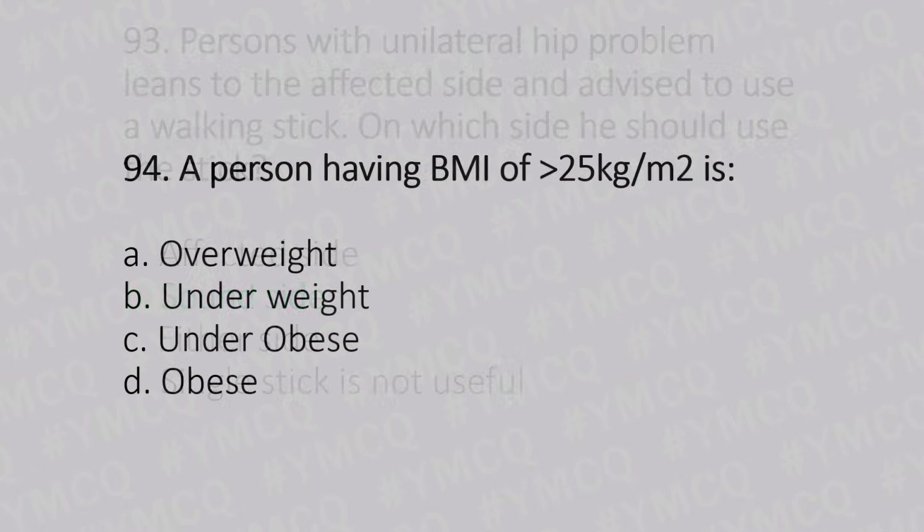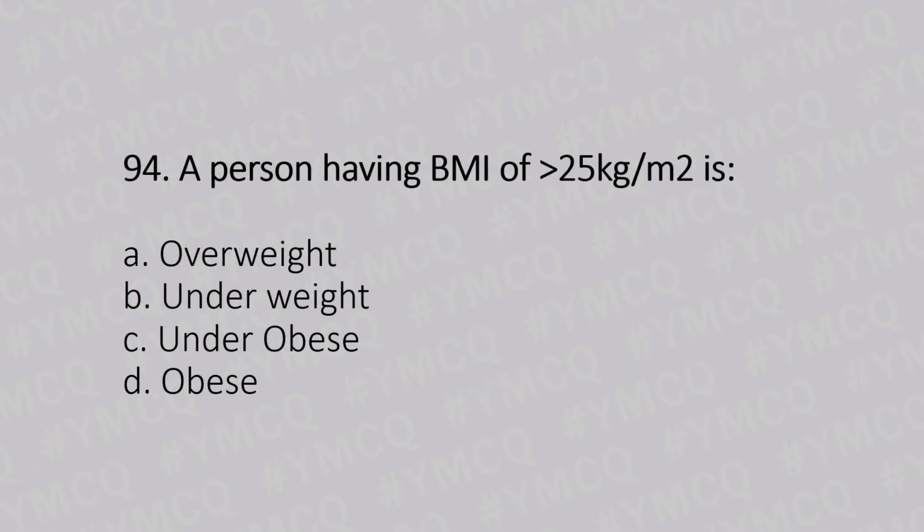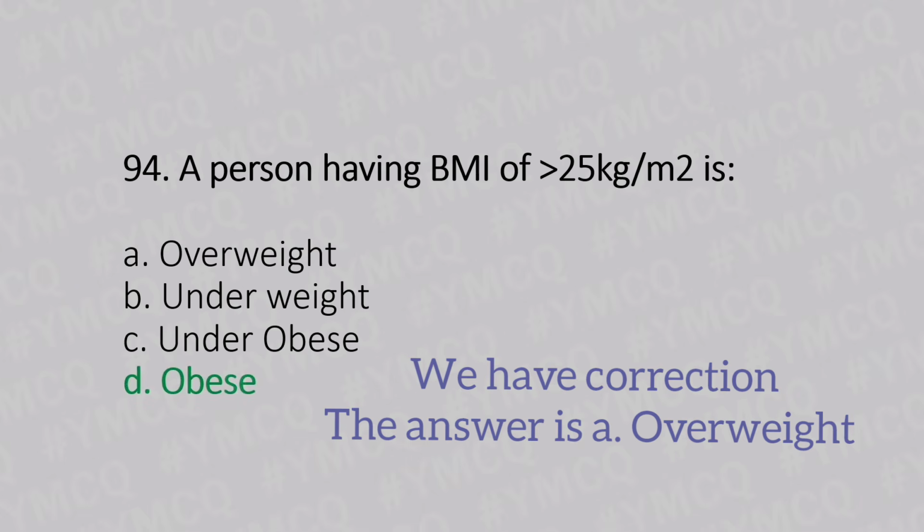Moving to our 94th question, a person with BMI greater than 25 kg per meter square is option A, overweight, option B, underweight, option C, under obese, option D, obese, and the answer is option D, obese.